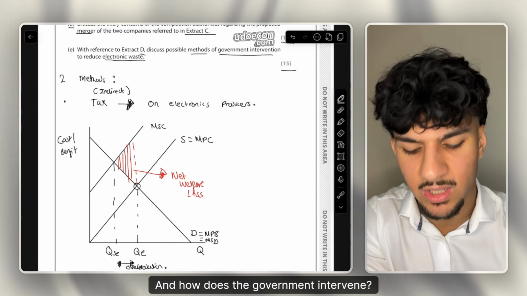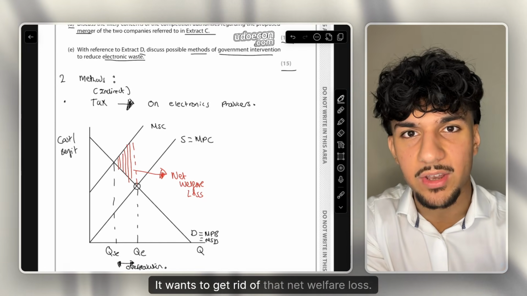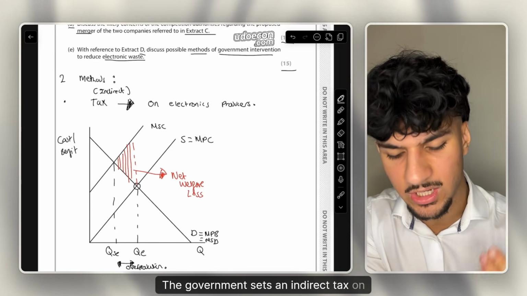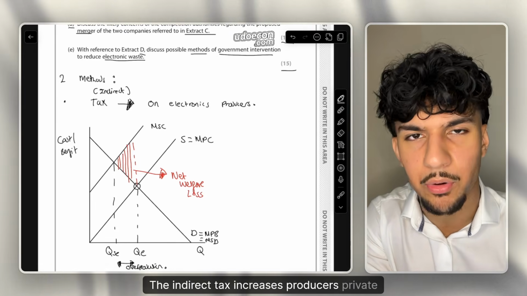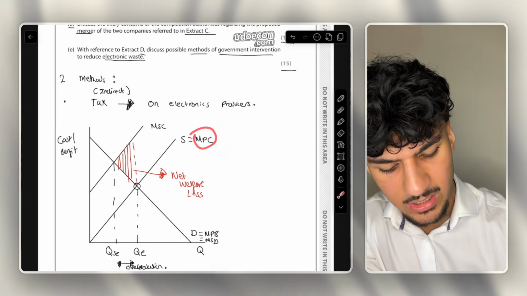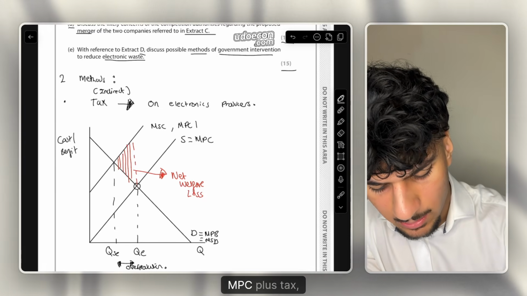And how does the government intervene? The government wants to intervene to reduce that overproduction. It wants to get rid of that net welfare loss. So what does the government do? The government sets an indirect tax on producers of electronic goods. The indirect tax increases producers' private cost of production, so therefore it increases MPC. Thus MPC shifts now to this point, MPC plus tax.